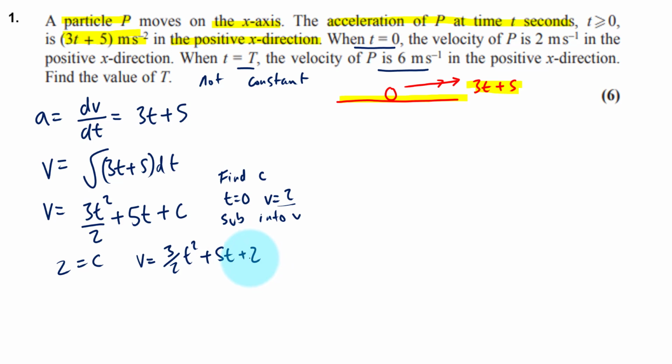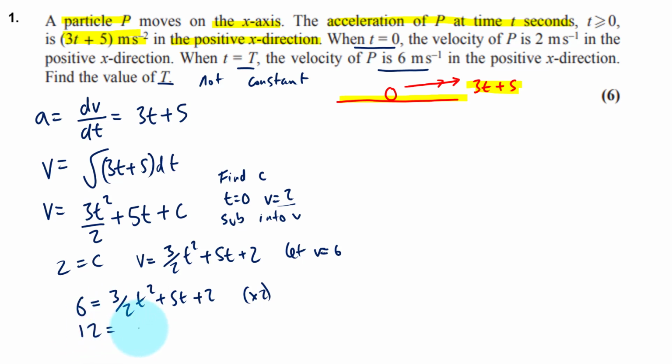That's quite straightforward. Now let's see, what other information do we have? When t equals T, the velocity of P is 6. Find the value of T here. So we let v equals 6. So we're going to have 6 equals 3 over 2 t squared plus 5t plus 2. Now we don't like this 2 underneath, so we're going to multiply everything by 2.